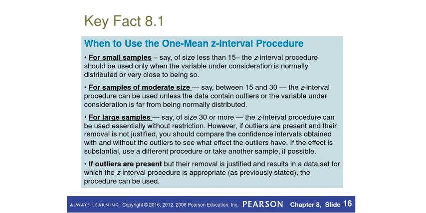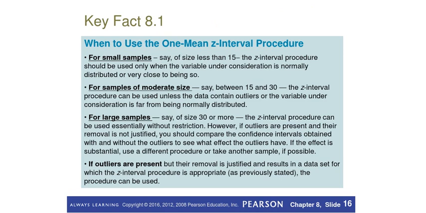Let's try and put a little bit of context to all of this. When we use the one mean z-interval procedure, how do we know when to do this? For this particular procedure, we're going to say the following. If we have a small sample, with sample size less than 15, let's say, then the z-interval procedure should be used only when the variable under consideration is known to be normally distributed, or at least very close. If we have a very small number in our sample, this is very important.